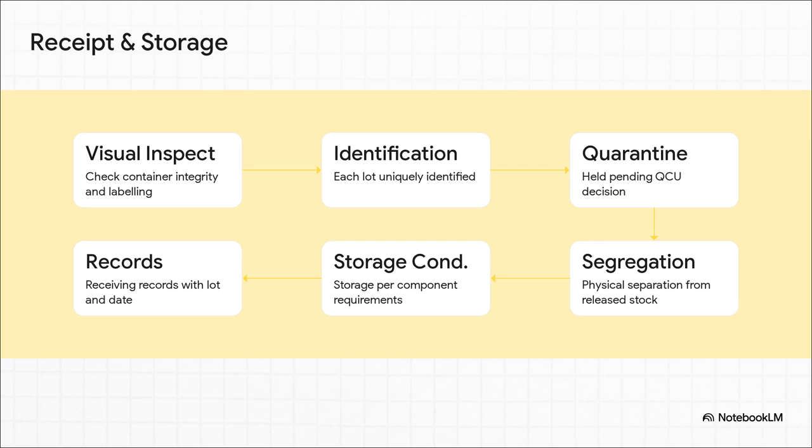First up, a thorough visual inspection for container integrity and labeling. If a drum is dented or a tamper-evident seal is compromised, you need to know immediately. Next, each lot gets a unique identification. Then the material goes straight into quarantine and must be physically segregated from released stock. We also have to store it under specific environmental conditions because, as we know, excessive heat or humidity can destroy an active pharmaceutical ingredient before testing even begins. And finally, meticulous receiving records documenting the lot and date.